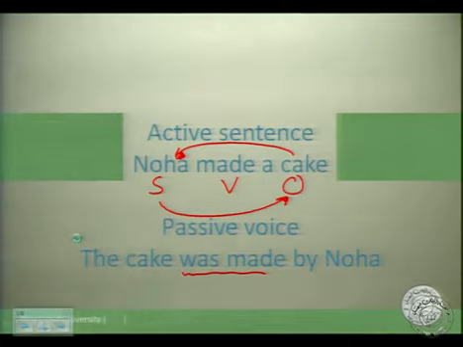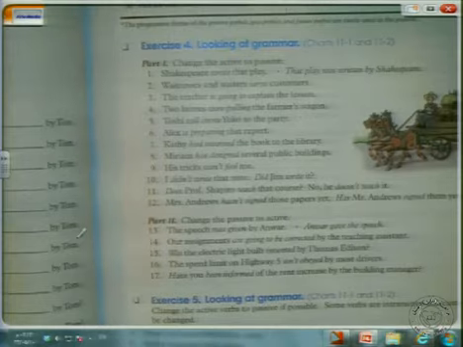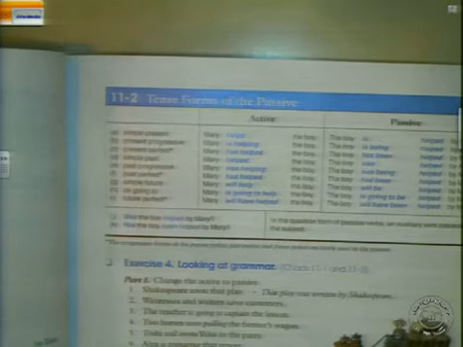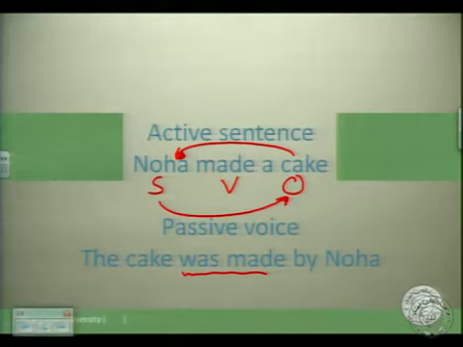And if you go to the book, page 213, you will see how to change the verbs from active into passive in the simple present, the present progressive, and the present perfect. So I'll leave it to you. Yes, let's go back to the slide.